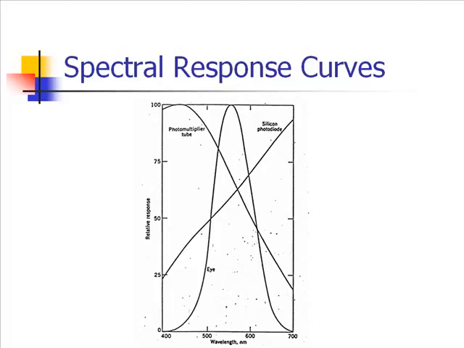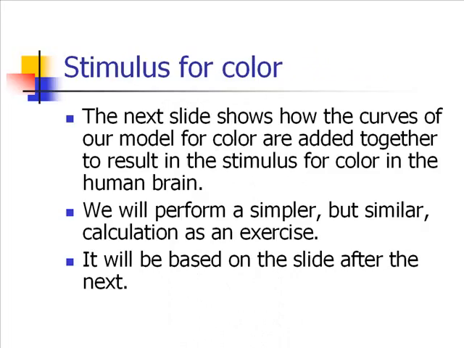The next slide shows how the curves of our model for color are added together to result in a stimulus for color in the human brain. We will perform a simpler but similar calculation as an exercise, based on the slide after the next.